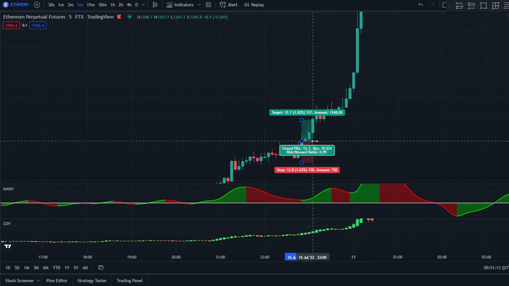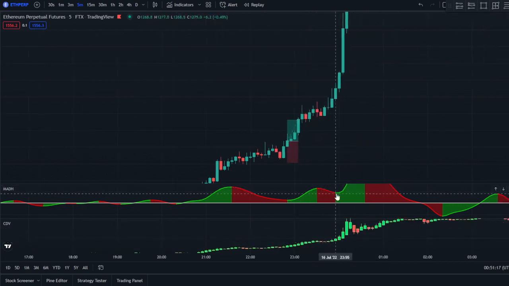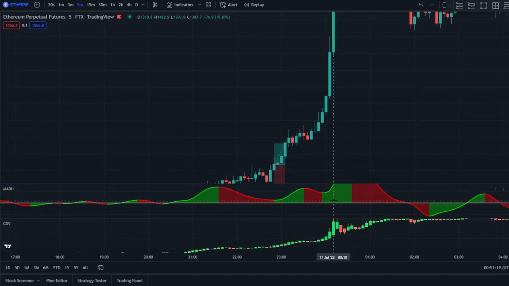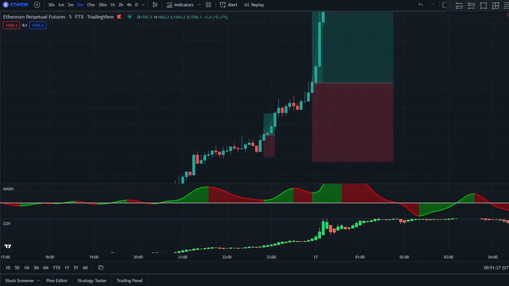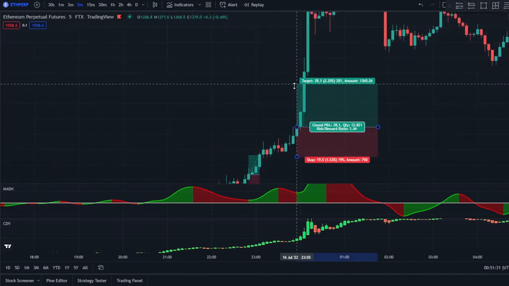And immediately after, you can see that it turned red and we turned green again. So this green signal is another signal to go long, because the CDV is green. So same thing, you take another position like this, and we'll put the stop loss right below, and a 1:1.